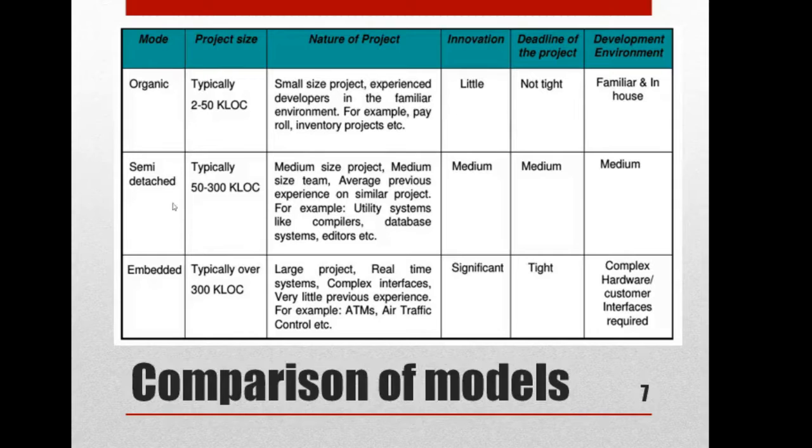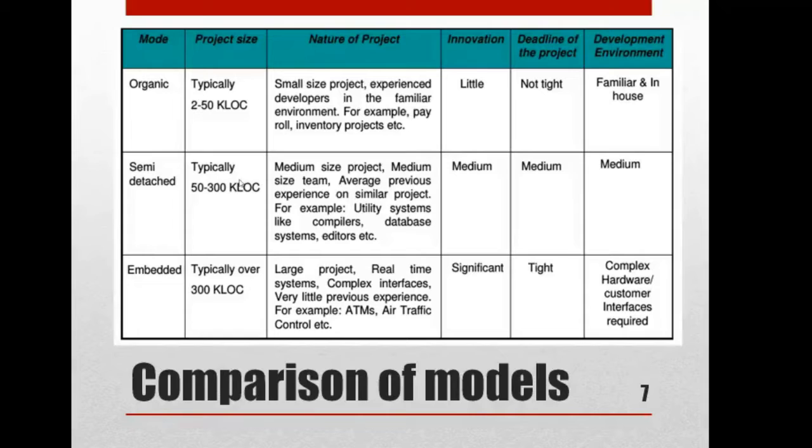Okay. The next is semi-detached mode. So in semi-detached mode, the project size will be 50 to 300 kilo lines of code, right? So what is the nature of the project? It is a medium-sized project, right? Again, a medium-sized team, average previous experience on similar projects, right? For example, utility systems like compilers, database systems, editors.